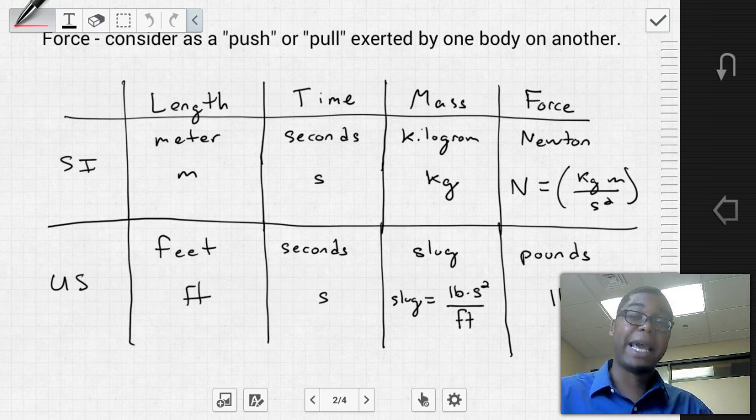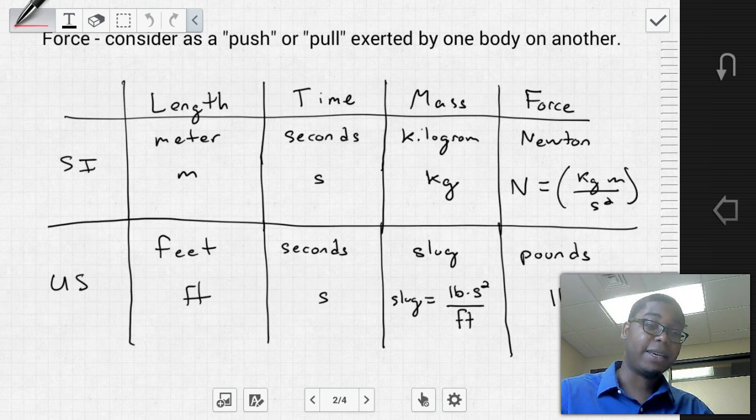So let's look at SI, the international system of units. Length is measured in meters, which is denoted by an m. Time is in seconds, which is denoted by an s. Mass is in kilograms, which is denoted by a capital kg. And force is measured in newtons, where newtons is N. And a newton is equal to kilograms times meters divided by seconds squared.